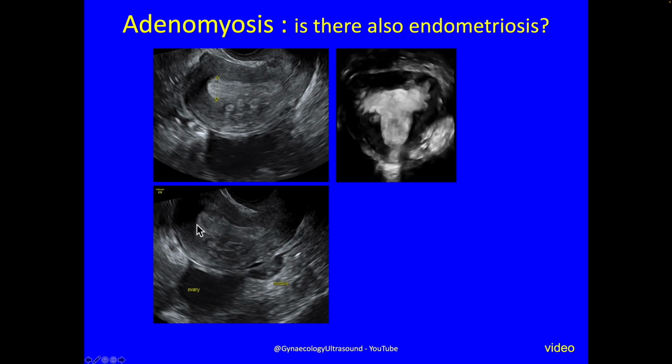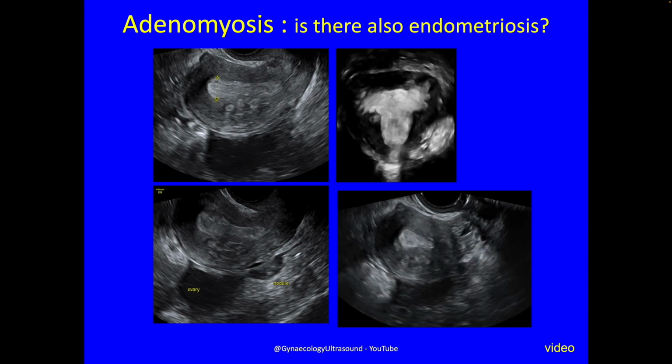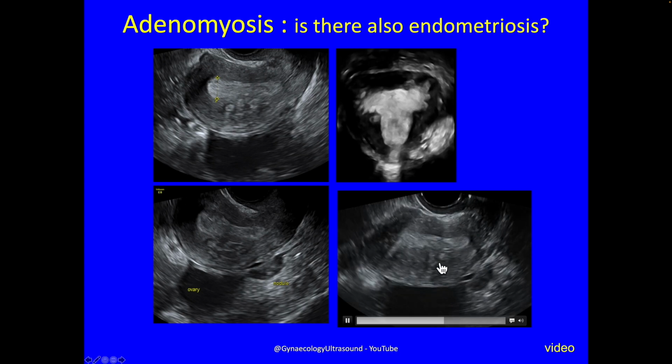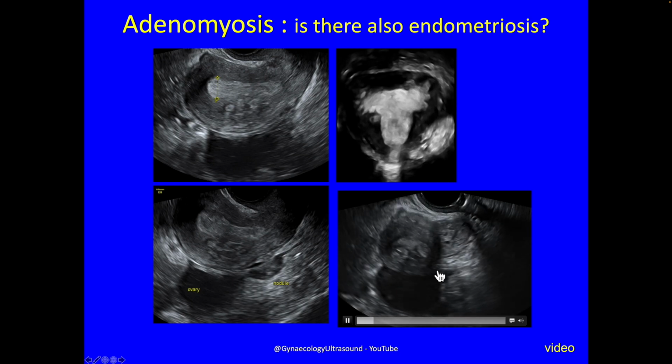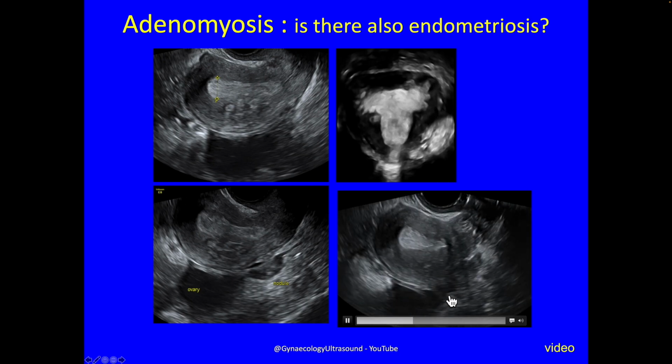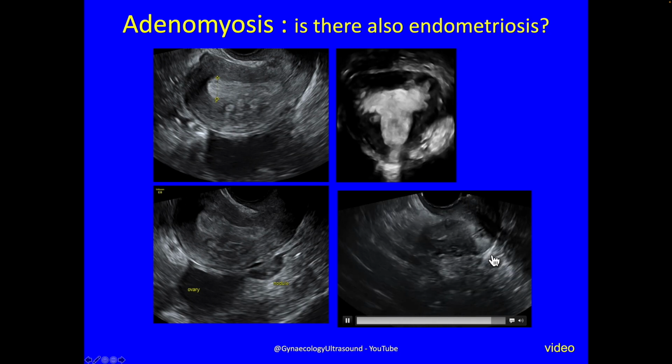And here you can see an endometrioma, a bowel nodule, retrocervical fibrosis, and deep endometriosis, all in this patient with adenomyosis. And this is a little video clip of that. Nasty adenomyosis, and then you get to see this ovarian endometrioma, a bowel lesion, and deep endometriosis there.